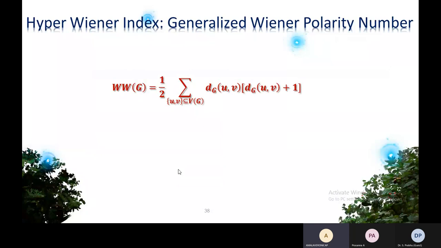Therefore, we adopt the generalized Wiener polarity index, which is equivalent to 1 by 2 summation over k from 1 to d of k into k plus 1 into Wk of G. So this generalized Wiener polarity method will help you in computing the hyper-Wiener index whenever you get a failure with Sandi's cut method or Arockiaraj's extended cut method.